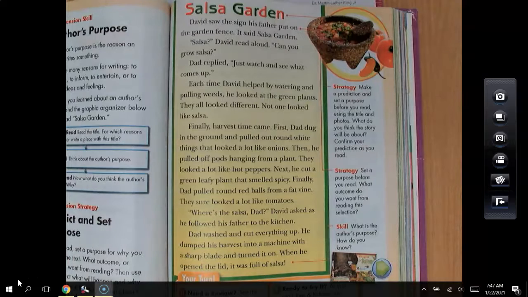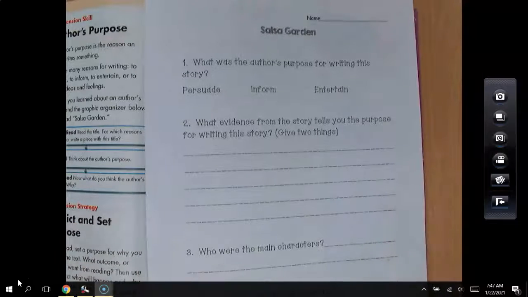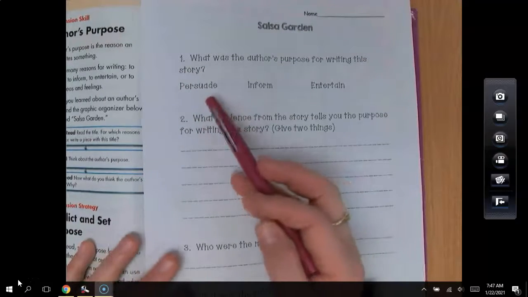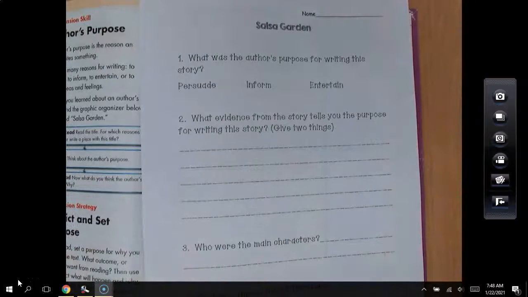Okay, let's go ahead and fill out a paper. Now, if you're at home, you probably do not have this paper, and that is quite all right. You're just going to use your blank piece of paper, and you can write number 1. And you don't even have to write the question. You can just write what it is: persuade, inform, or entertain. So our question number 1 says, what was the author's purpose for writing this story?